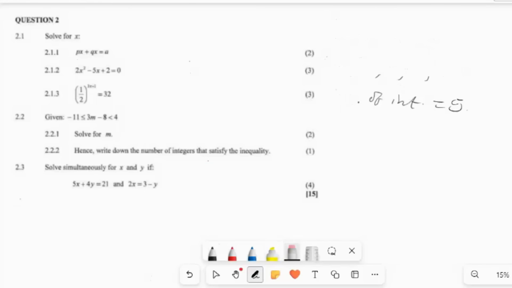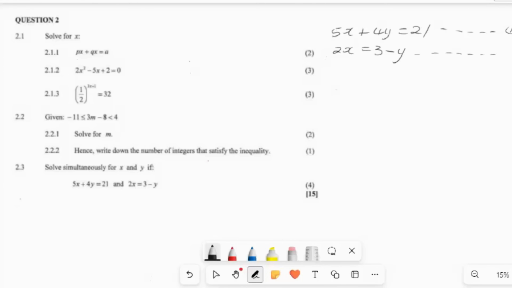Now let us look at the very last one. They say solve for x and y if they give you those two equations. We are solving for them simultaneously. The first equation is 5x plus 4y equals 21. This is equation number 1. The second equation is 2x equals 3 minus y. This is equation number 2.